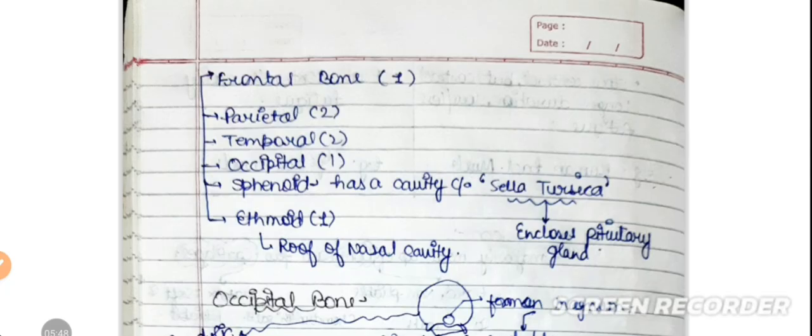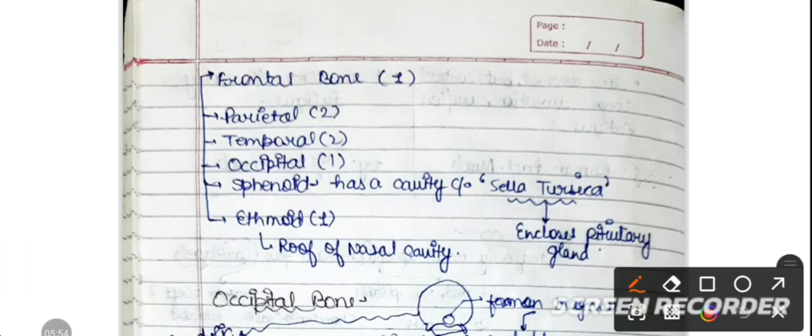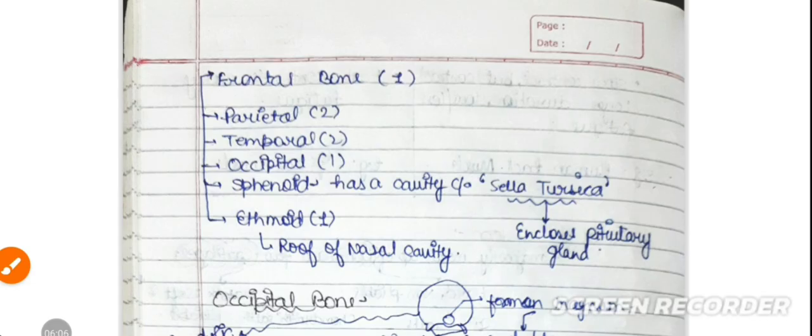So here we have written sphenoid has a cavity called sella turcica, which encloses the pituitary gland. This is a very important point. Sella turcica is also written in our chapter Chemical Coordination and Integration. Now from this topic, we very usually get questions of the type: which of the following bones are paired and which are not paired, are single bones.